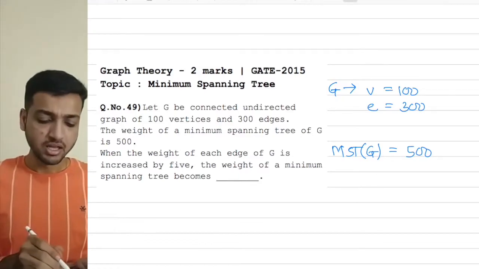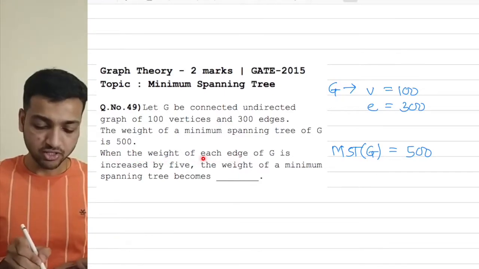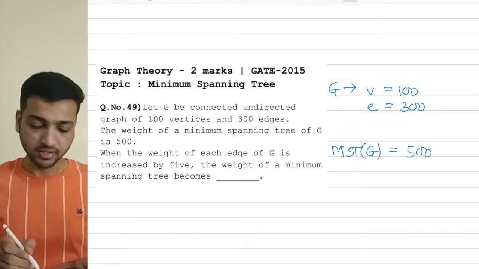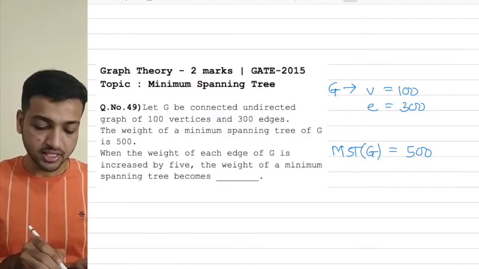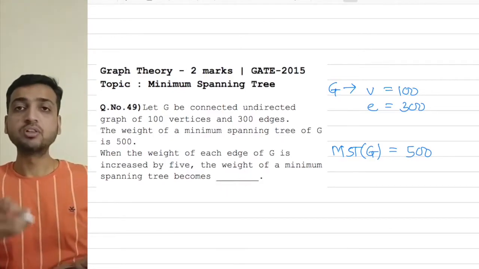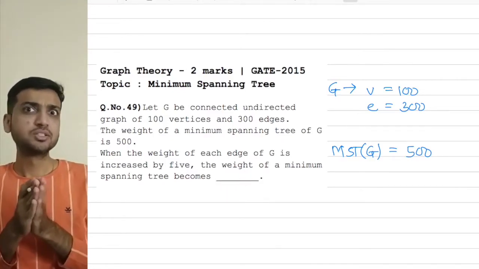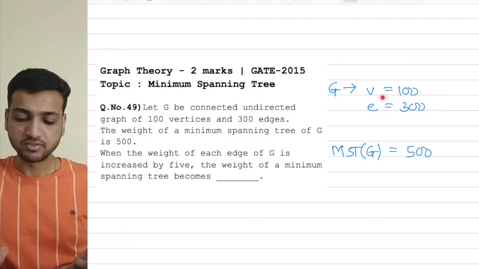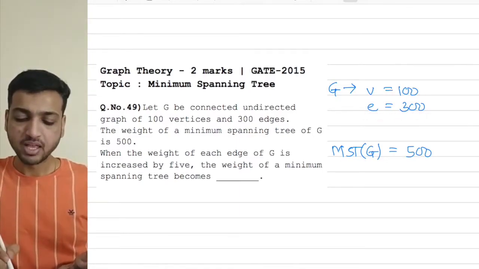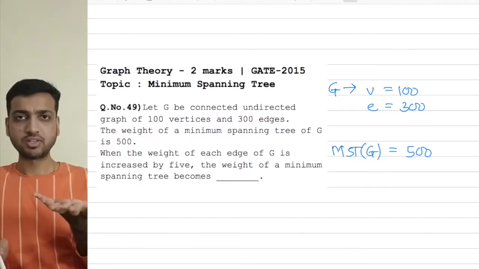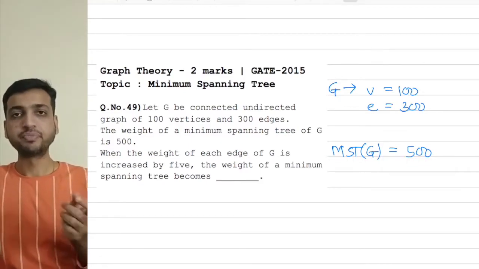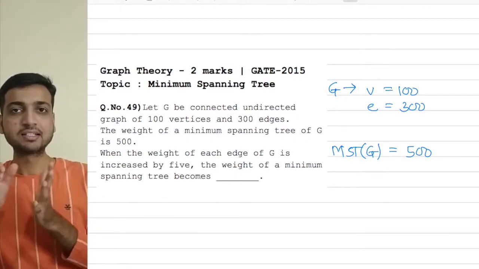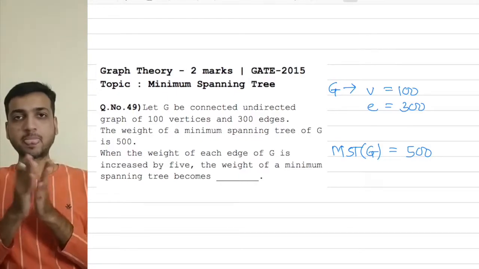Let's go ahead. Now when the weight of each edge of G is increased by 5, then the weight of the minimum spanning tree becomes, and we have to calculate the new weight. So this is an interesting problem. We have a graph G which has 100 vertices and 300 edges, and then we have the MST of that graph with the weight of 500. Now they're increasing the weight of every edge by 5, and they're saying calculate the new weight of the MST.